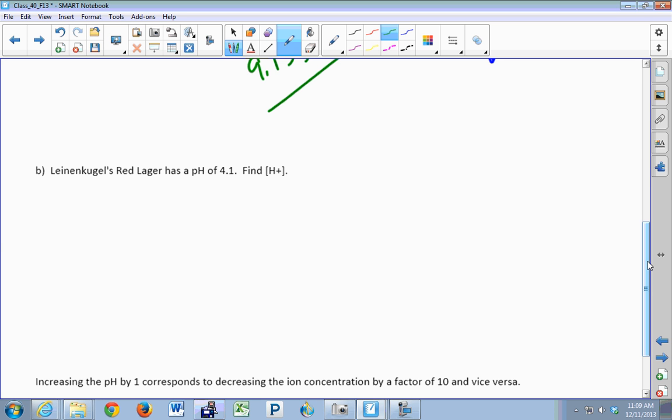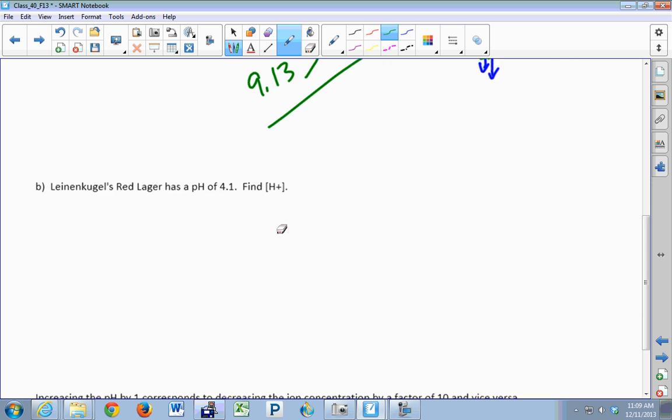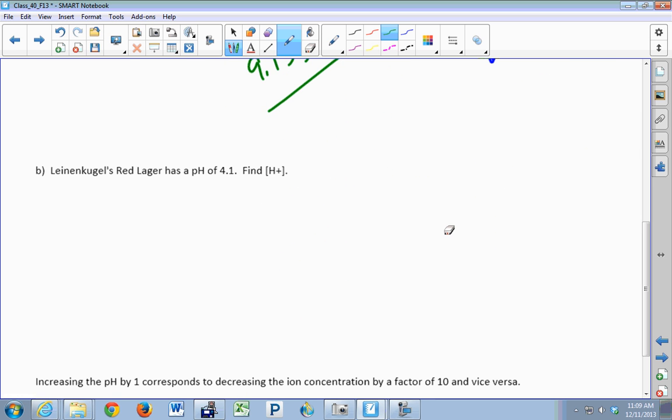So red lager has a pH of 4.1. So a pH of 4.1 makes it acidic. So whatever answer we get for the hydrogen ion concentration has to be bigger than this number, 0.6074, because the more hydrogen ions you have, the more acidic. So your answer, even though it's still a really small number, is going to be bigger than 7.4 times 10 to the negative 10. Right? So let's solve this equation.